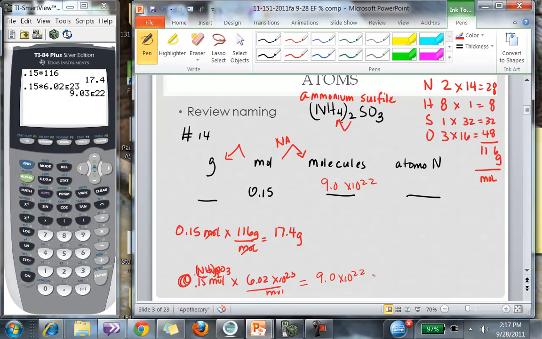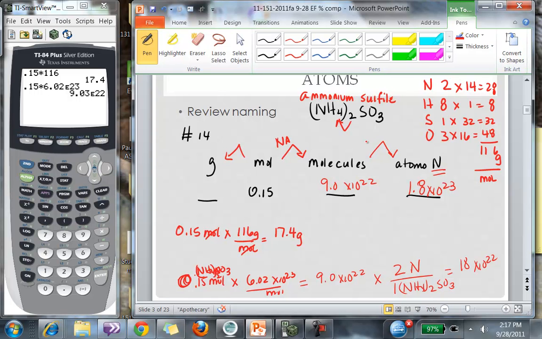Molecules. And then I'm going to add that. I want to know the atoms of nitrogen, so there are 2 nitrogens in every one, NH4, subscript 2, SO3. So 2 times that would be 18 times 10 to the 22nd, or 1.8 times 10 to the 23rd atoms of nitrogen.